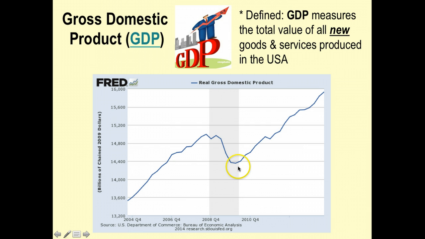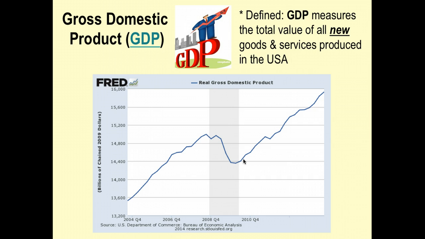Now, since 2009, you'll notice what trend has happened to GDP. What trend do you notice here? Yep, for the most part, the GDP has been increasing, and that tells us that our economy is slowly improving. All right, so you can see how some of the concepts we learned previously apply here.